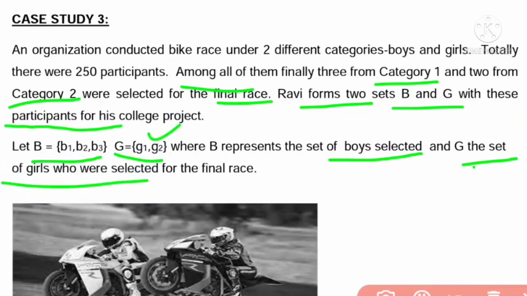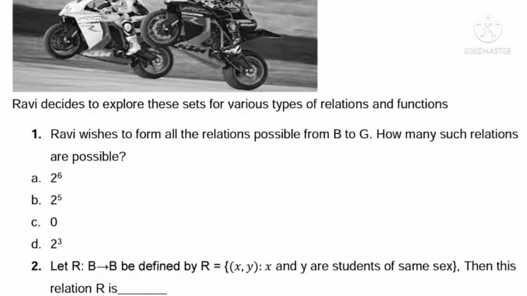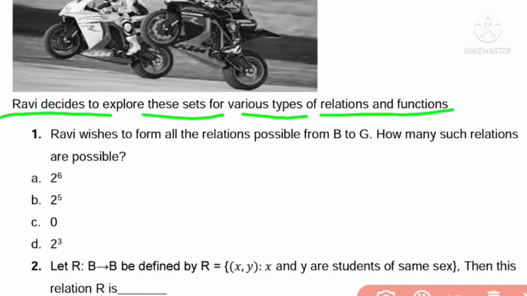So these are girls and these are boys. 3 boys and 2 girls. Now look here. Ravi decides to explore these sets for various types of relation and function. Ravi wishes to form all the relations possible from B to G.